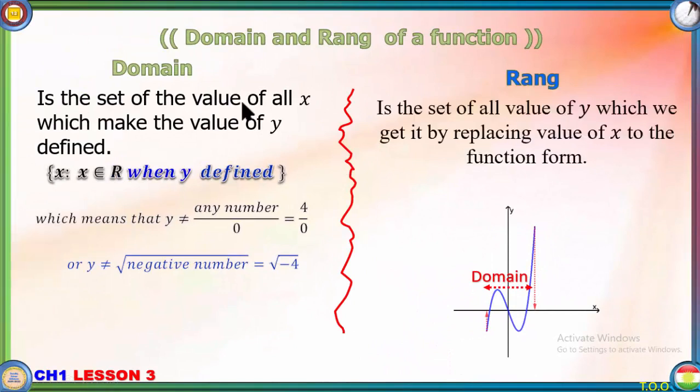Range of a function is the set of all values of y which we get by replacing the value of x in the function form. In the graph, from the lowest point at the bottom, draw a horizontal line to the y-axis, and from the highest point, draw another line to the y-axis. This interval from here to here is called the range of the function. Domain and range.